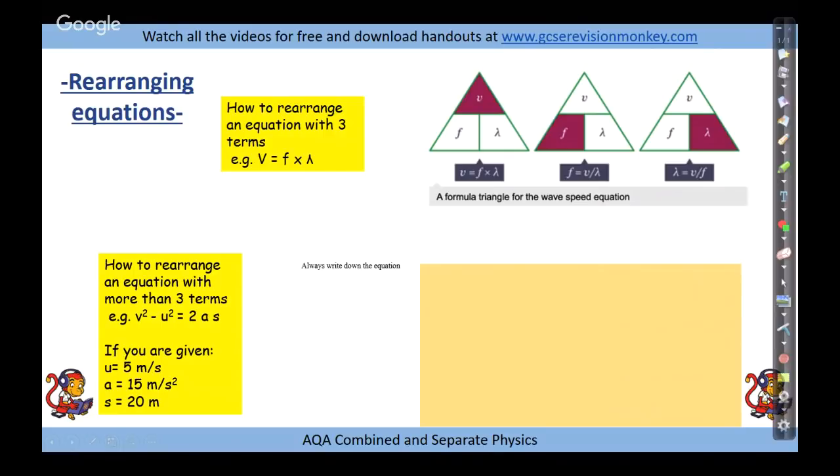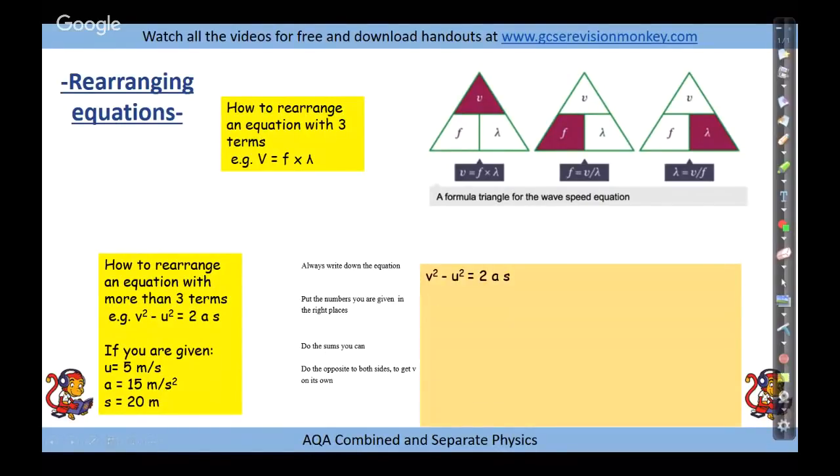You always want to write down the equation. You've got to substitute your numbers into the right places. You've got to do the sums you can, and then to get the term you need on its own, you've got to do whatever the opposite is to both sides. And I'll show you what I mean.